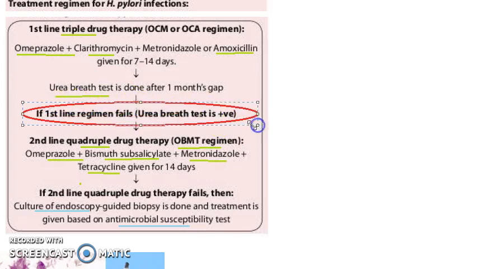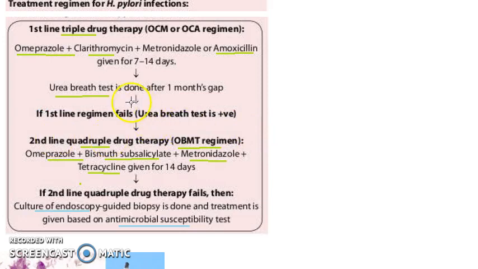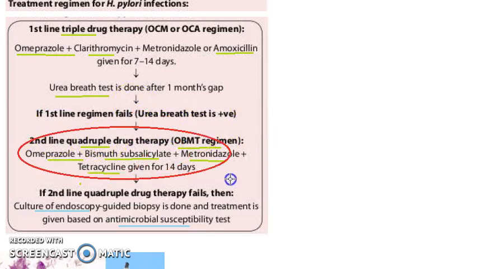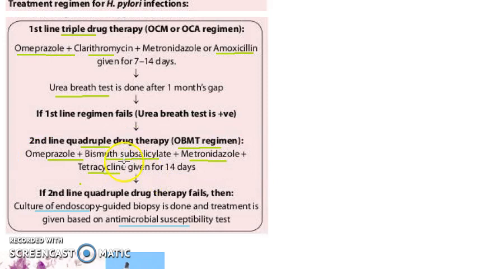If the triple drug therapy has failed, that means the urea breath test is positive, you will go for a quadruple drug therapy. In quadruple drug therapy, you will give the same Omeprazole plus Bismuth subsalicylate, Metronidazole, the same thing which we had given here, right? Tetracycline is added. Metronidazole is also an antibiotic, okay? Again for 14 days you will give these 4.